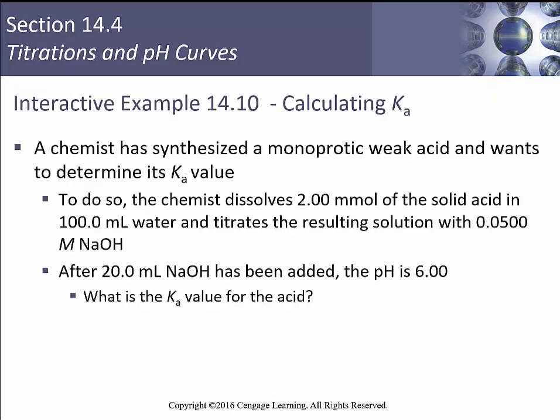So let's look at another example. Let's calculate a Ka. A chemist has synthesized a monoprotic weak acid and wants to determine its Ka value. To do so, you dissolve 2 millimoles of a solid acid in 100 milliliters of water and then titrate the resulting solution with 0.05 molar sodium hydroxide. After 20 milliliters of sodium hydroxide has been added, the pH is 6. What is the Ka value for the acid?